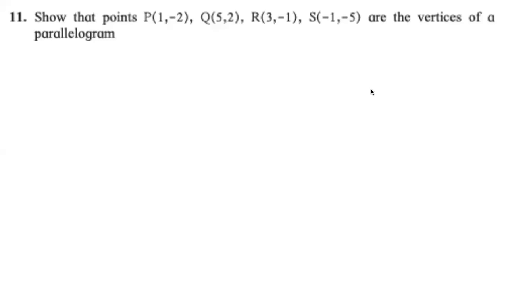Question number 11 reads, show that points P, Q, R, S are vertices of a parallelogram. Not a new question. We have come across this question as a solved example, and we have come across multiple such questions in the exercise also. Vertices of a parallelogram. We have come across this type of question in 2 different places, one for distance formula and one for slope formula. How will we solve? The easier method will be using the slope formula.